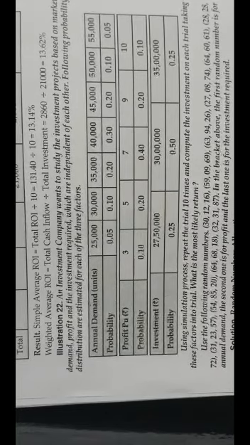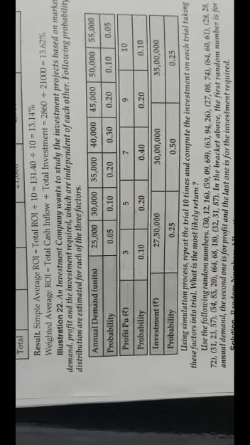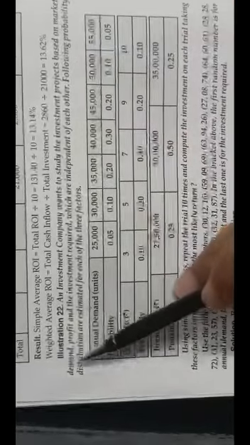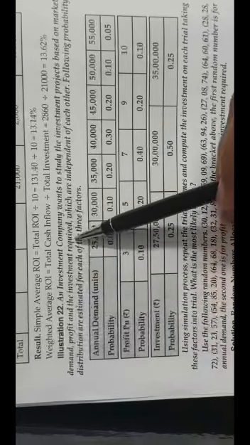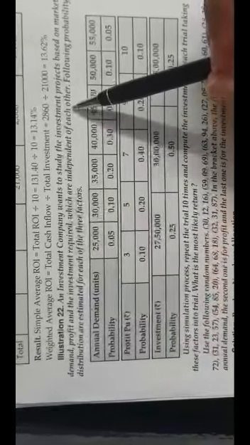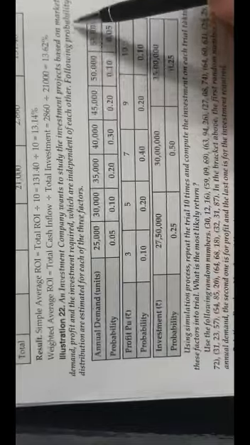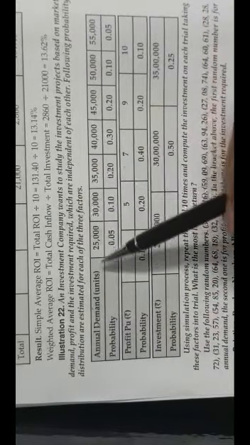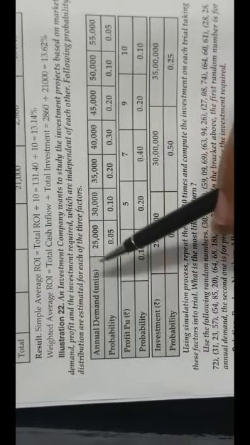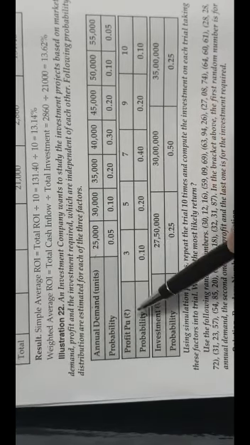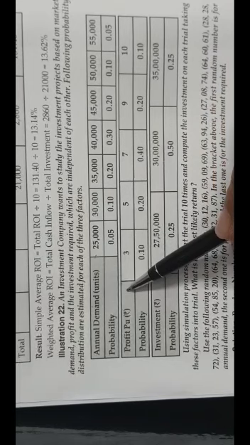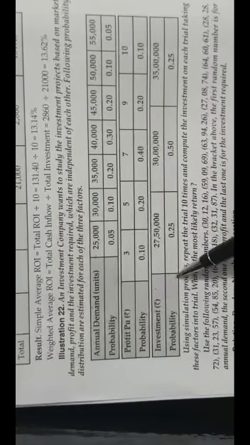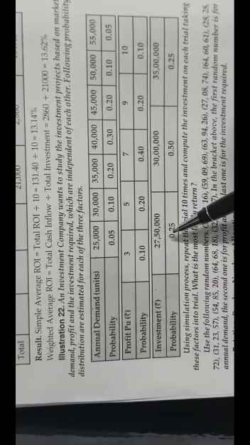Continuing with another question on simulation. An investment company wants to study investment projects based on market demand, profit, and the investment required, which are independent of each other. The following probability distributions are estimated for each of the three factors. This is the annual demand in units as well as the probability, profit per unit in rupees as well as the probability, and investment in rupees as well as the probability.